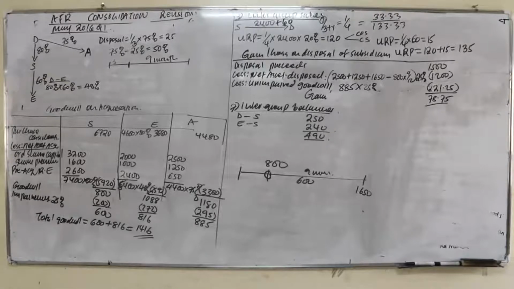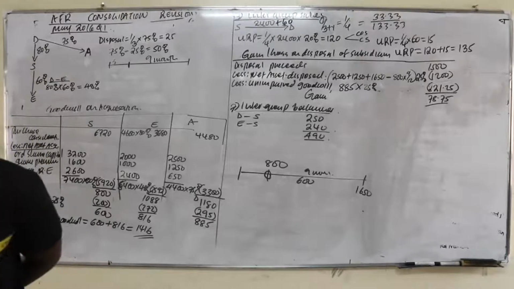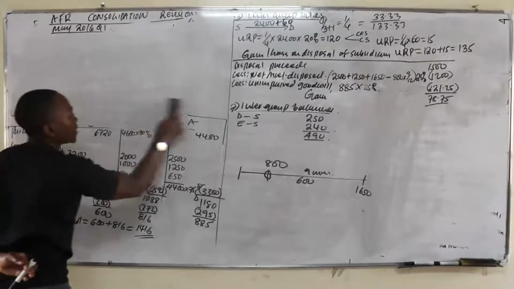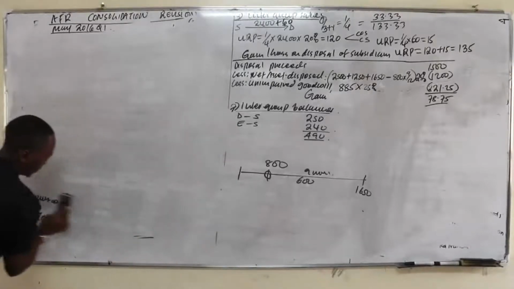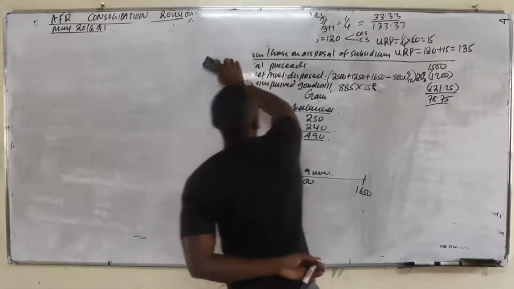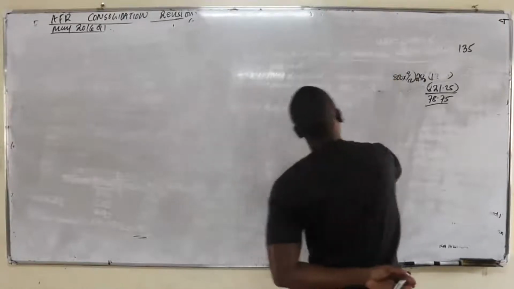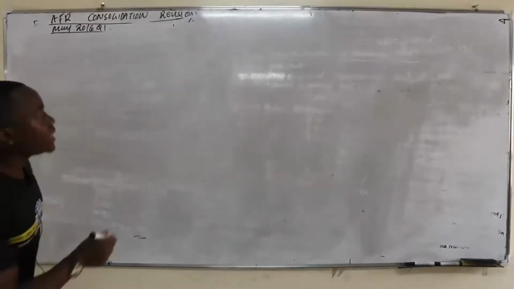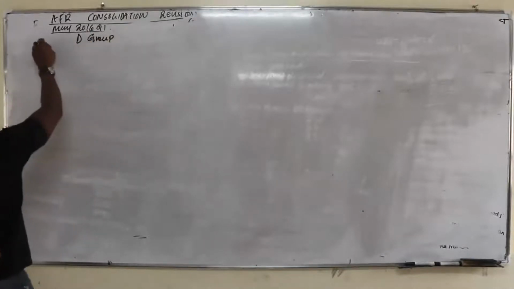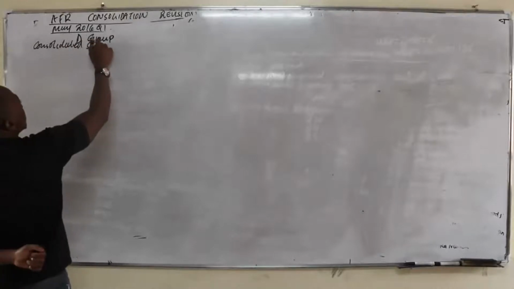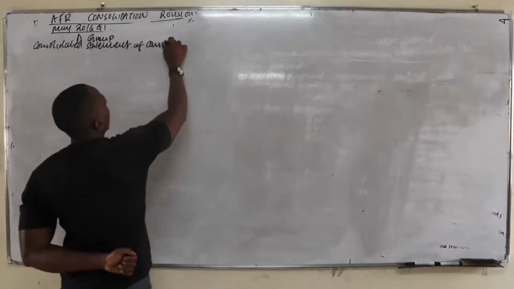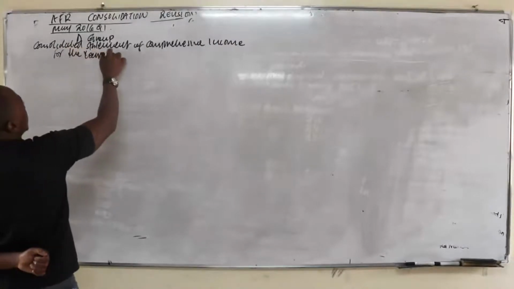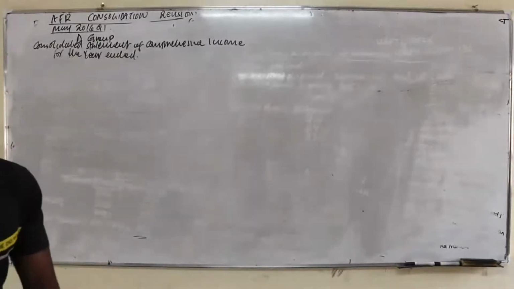So now let's go to the required. Required: group statement of comprehensive income and the statement of financial position. Start with the income statement. Who is the parent? So it's D group. Consolidated statement of comprehensive income for the year ended 1st March.